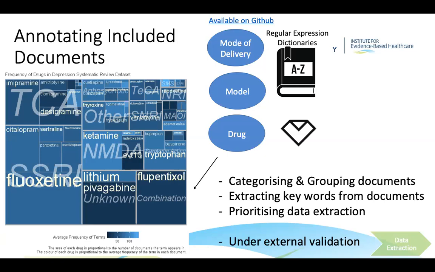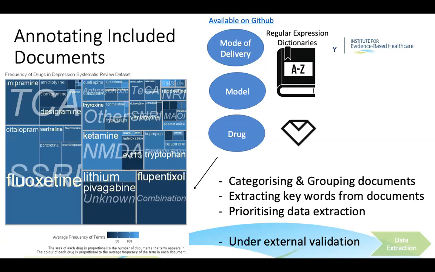So how have we used this text mining approach for categorizing and grouping documents? I built this into a Shiny app, and I had lots and lots of students who were interested in helping me out. They could go themselves, select the drug that they were interested in, download the data set and start their data extraction, which is really useful for prioritizing that data extraction stage, and also extracting the keywords from documents. You can basically build anything. With the regular expression dictionaries, you can build anything you want if you have a set list of terms that you're interested in.